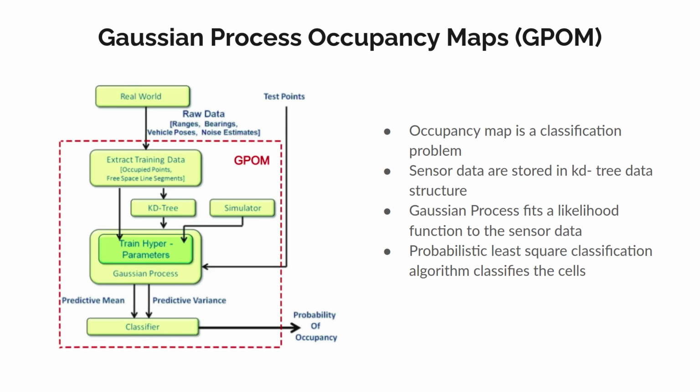A Gaussian process is trained with a set of hyperparameters to fit the discrete occupancy points and transform it to a continuous representation. This continuous function is represented as mean and variance at each occupancy point. The continuous function is further passed through a classifier like least square classification algorithm to predict the occupancy cells.